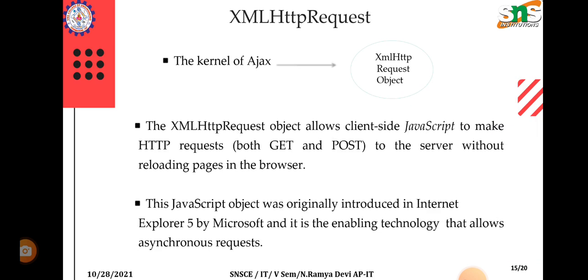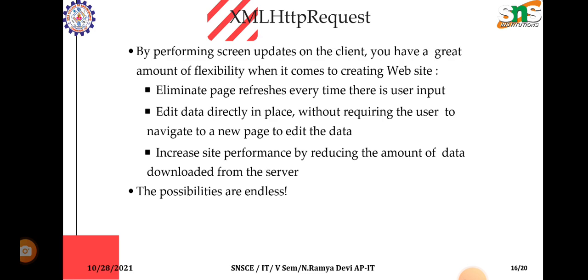So this is the XMLHttpRequest. The kernel of Ajax is the XMLHttpRequest object. The object allows client-side JavaScript to make HTTP requests, both GET and POST, to the server without reloading pages in the browser. This JavaScript object was originally introduced in Internet Explorer by Microsoft, and it is the enabling technology that allows asynchronous requests. By performing screen updates on the client, you have a great amount of flexibility when it comes to creating a website.